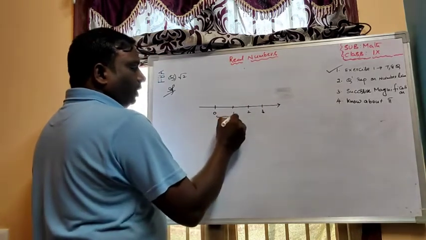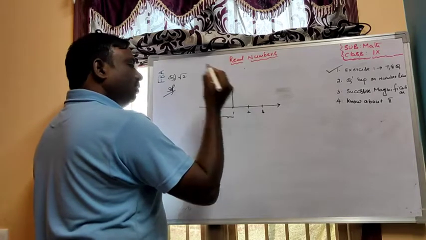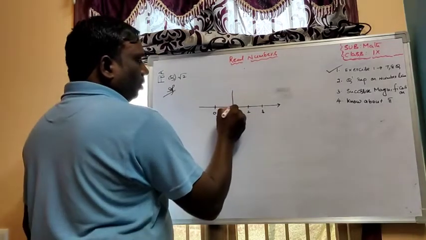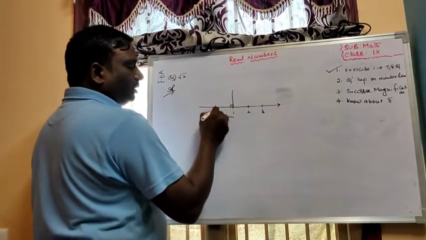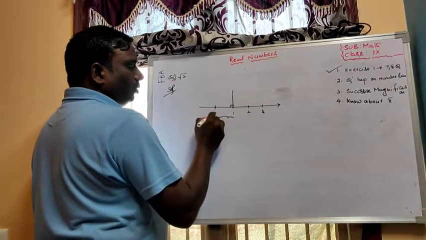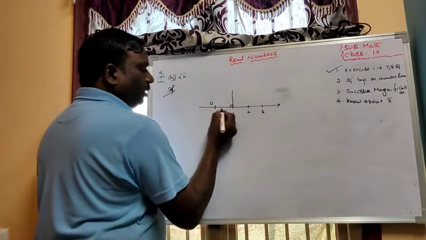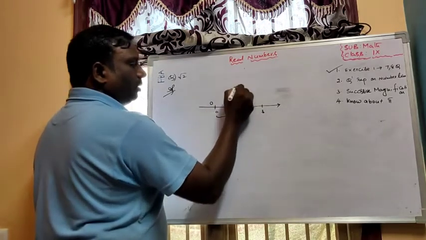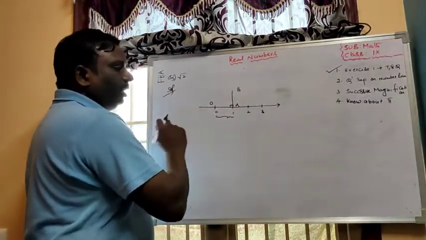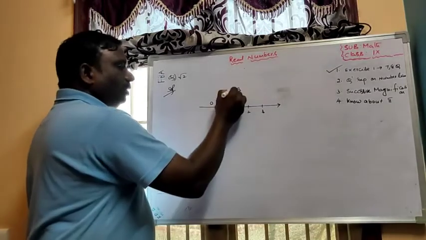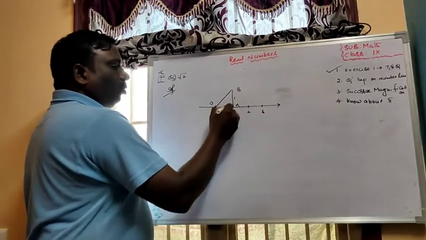Take 1 unit, and one more 1 unit. Draw the perpendicular line, one more 1 unit from O. This is marked as O, this is 0 here, and A, and this is B. OA is 1 unit and OB is also 1 unit, which is perpendicular to the given number line. Join OB. So both are 1 unit.